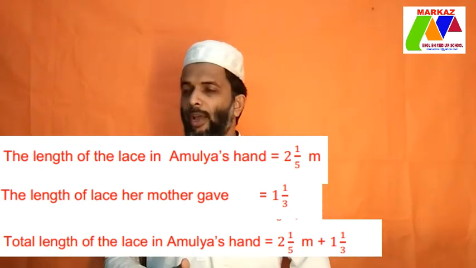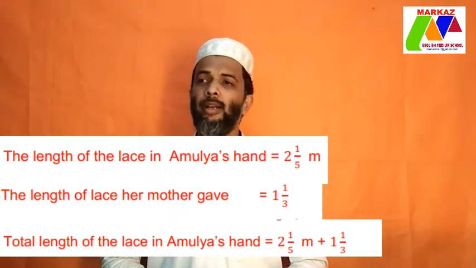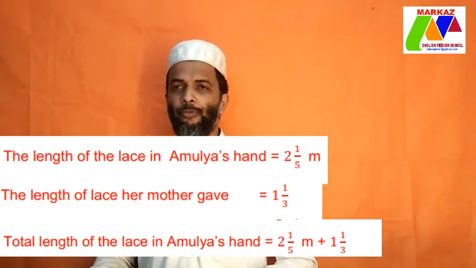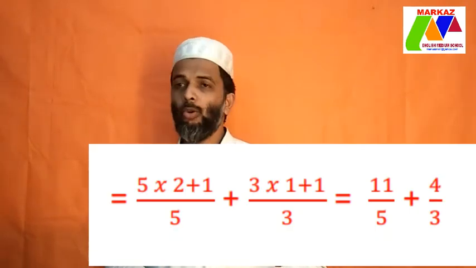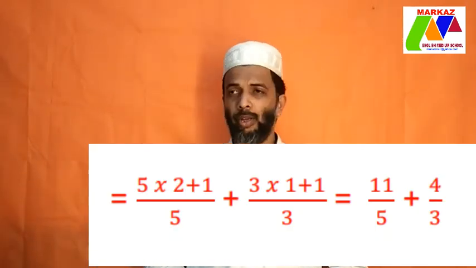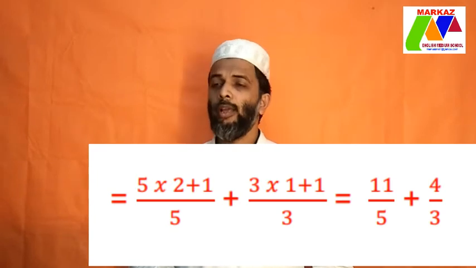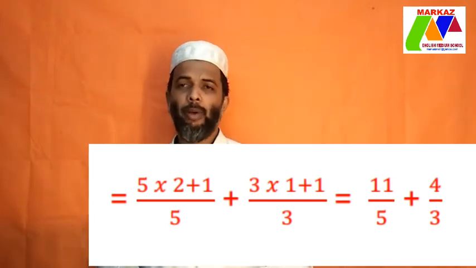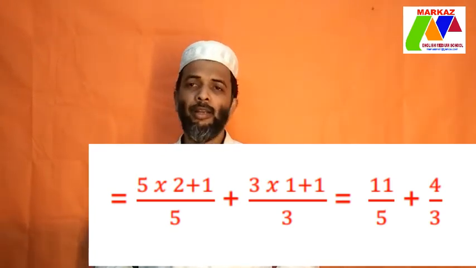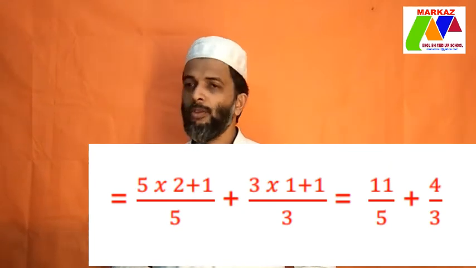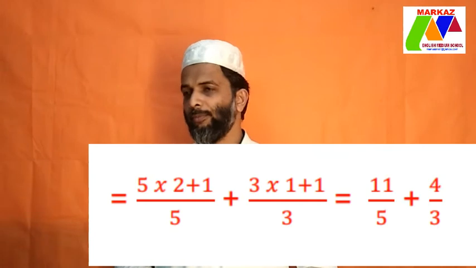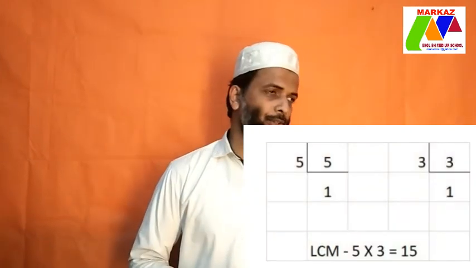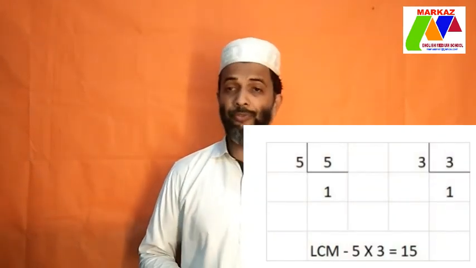To add mixed fractions, we have to convert these fractions into improper fractions. 5 into 2 plus 1 by 5, plus 3 into 1 plus 1 by 3. So 11 by 5 plus 4 by 3. Here, unlike fractions, so we have to find the LCM of 5 and 3. LCM of 5 and 3 is equal to 15.